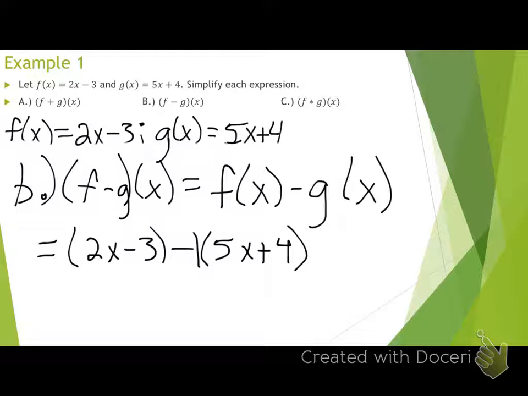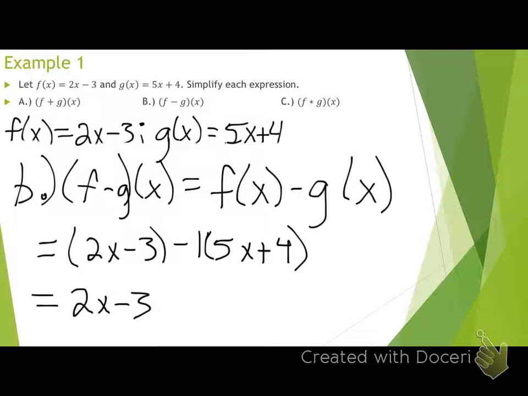So, earlier, we were adding the two polynomials, correct? That's technically 2x minus 3 plus 1 times 5x plus 4. If I distribute that 1 there, is that going to change anything about either of my polynomials? No. That's why I was able to just jump to combining like terms. Here, if I distribute that negative 1, is that going to change anything about either of my polynomials? Yes, it is. Does my first polynomial change at all? No, it does not. So I can just bring it down.